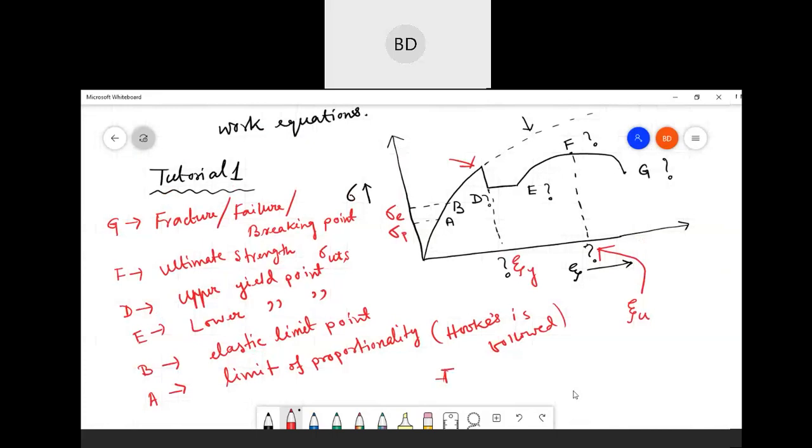And what is this figure actually? You remember, this is not correct for every material. This is the stress-strain diagram for MS, not Mahendra Singh Dhoni, mild steel. So are you clear about that? Are you clear or not? These points are clear.